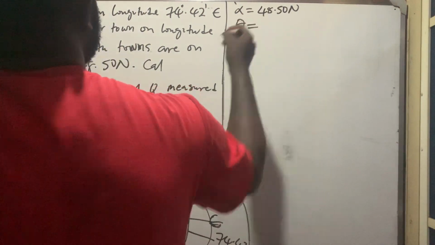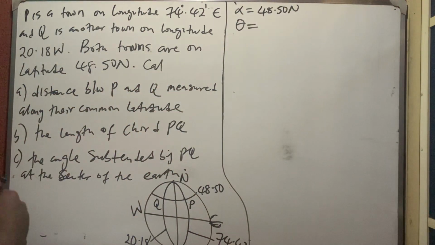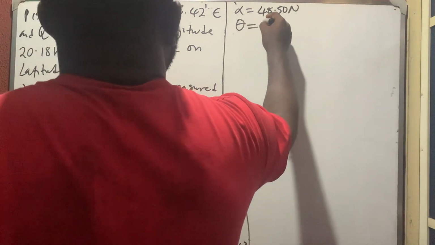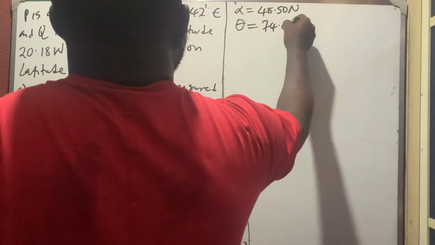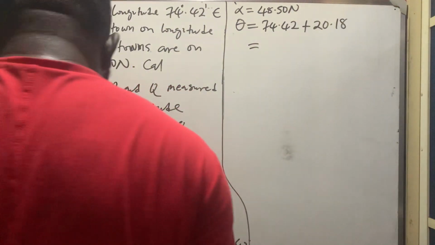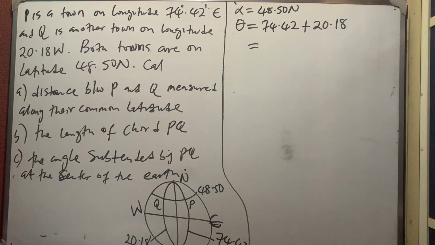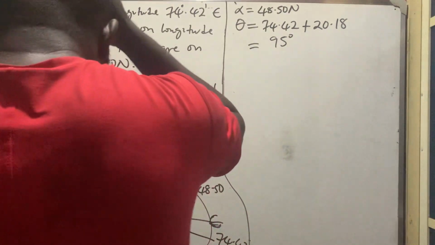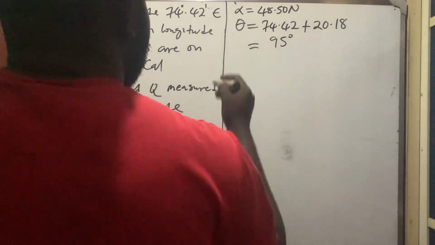Then my theta is now gotten from the other one, and they are not on the same side, west and east. So I'm going to add. So this is what? 74.42 plus 20.18. So if you add them, you are going to have 95 degrees.